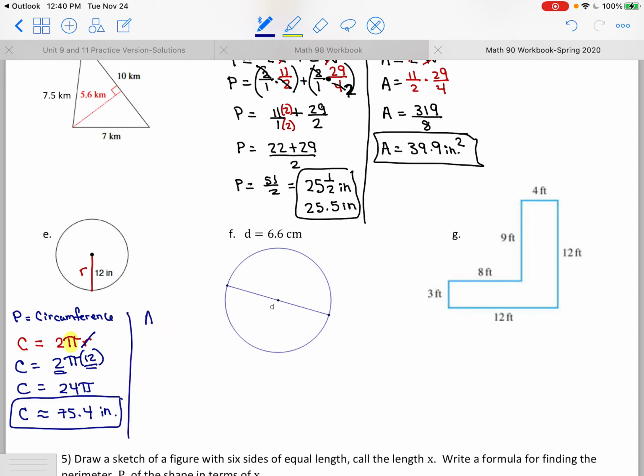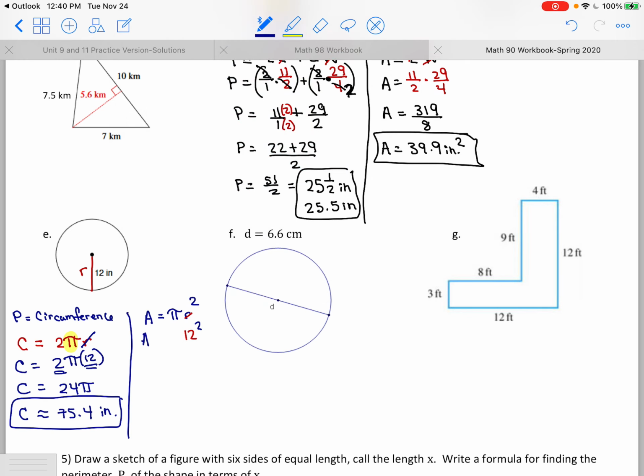All right, area. So we go to our formula sheet. Area of a circle is pi r squared. Okay, and that's actually convenient because we have r. R is equal to 12. So we're going to take our 12 and then we're going to square that.